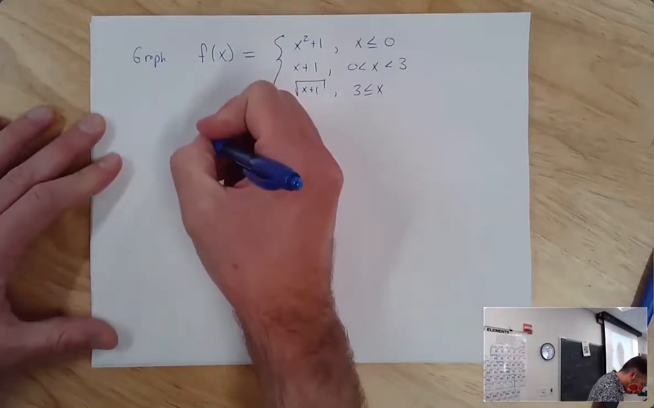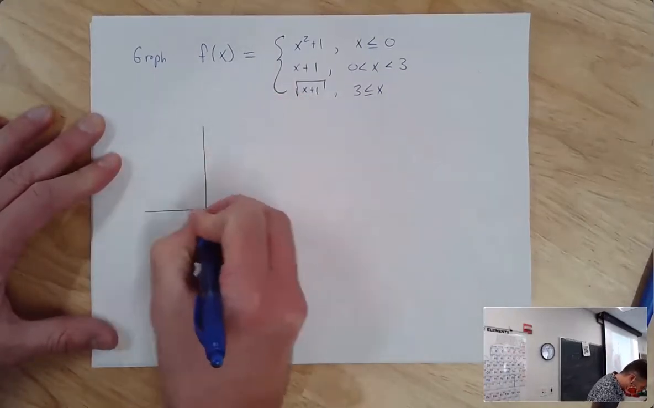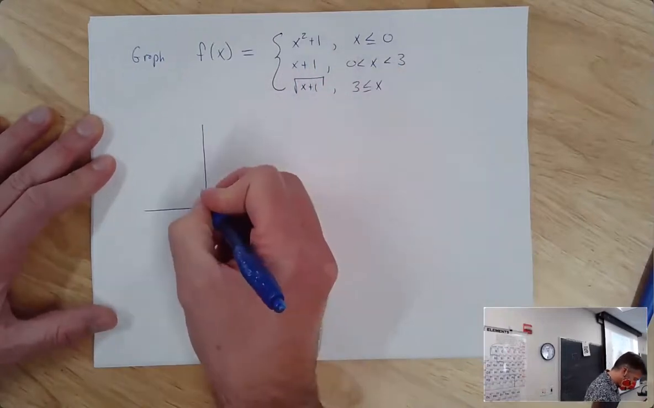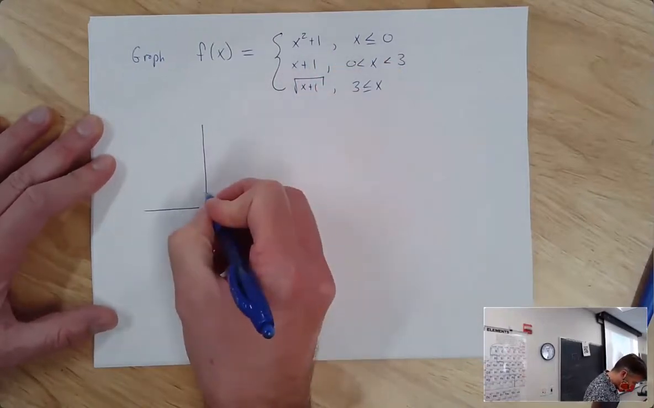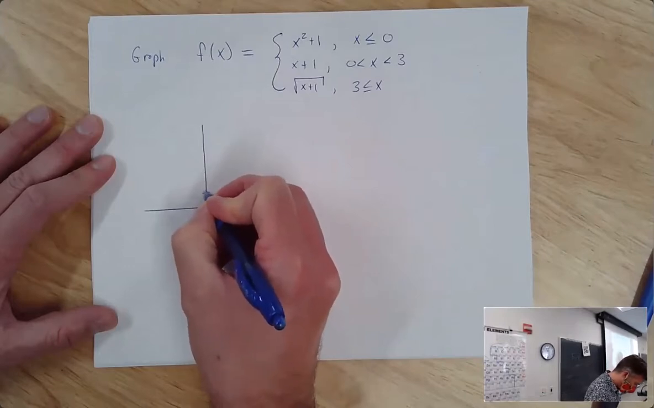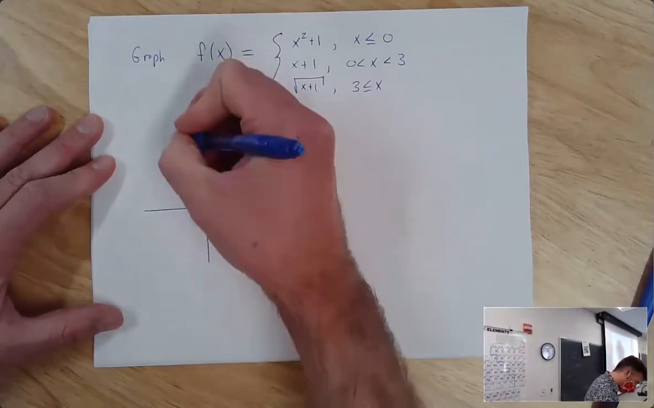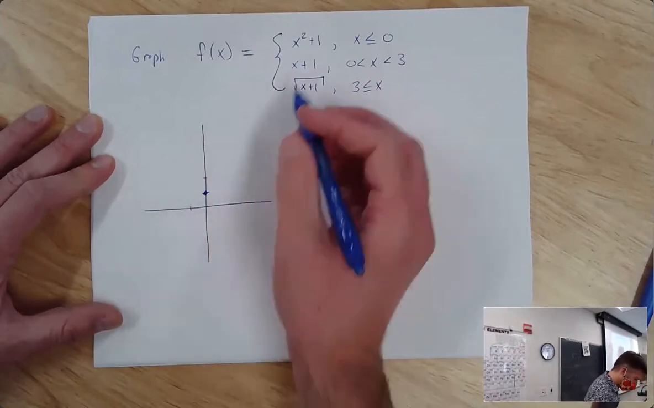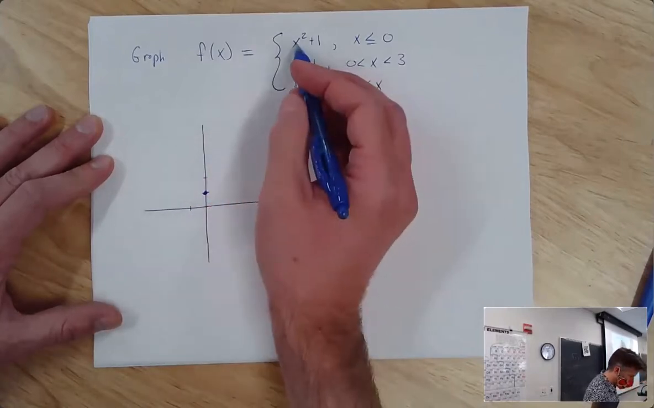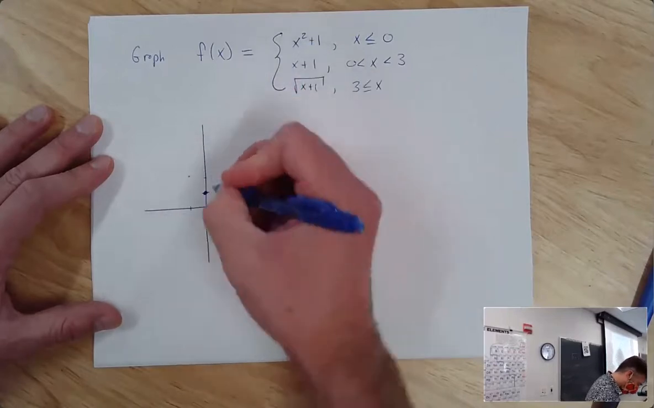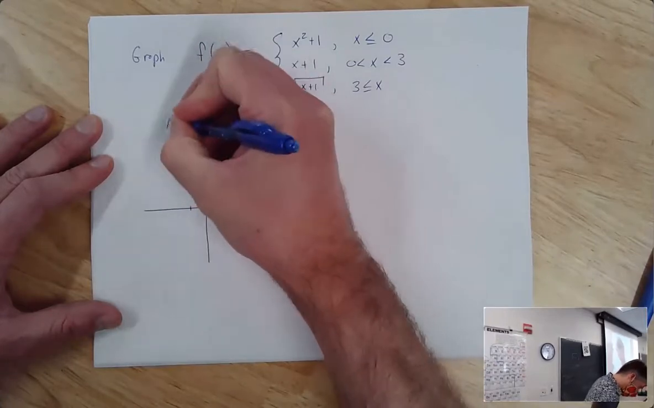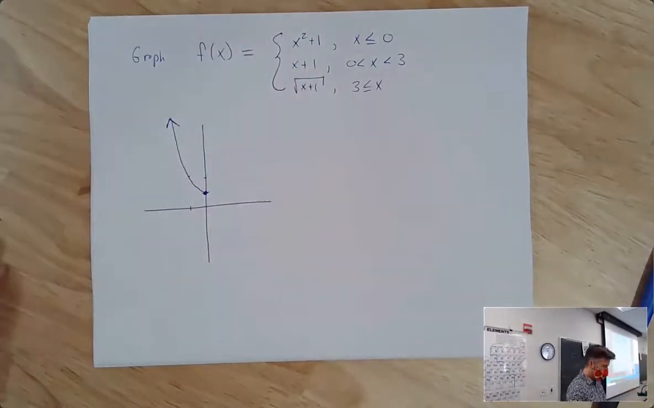So if I graph this, well, I want x squared plus 1 when x is less than or equal to 0. So I know that when x is equal to 0, I'm going to get the point 0, 1. And it's just going to look like the left side of that parabola. So I could give myself one more point if I really wanted to. When x is -1, I get -1 squared plus 1, which is 2. So there is x squared plus 1 when x is less than or equal to 0.